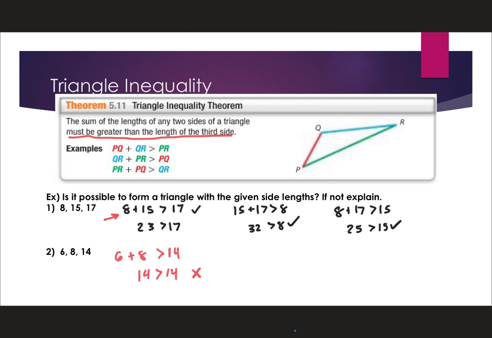And here's our answer. We have 6 plus 8. Is that greater than 14? The answer is no. 14 is not greater than 14. 14 is equal to 14. And so in this instance, we would have an example where the sides would collapse and form a line on top of that third side. You wouldn't actually get a triangle.